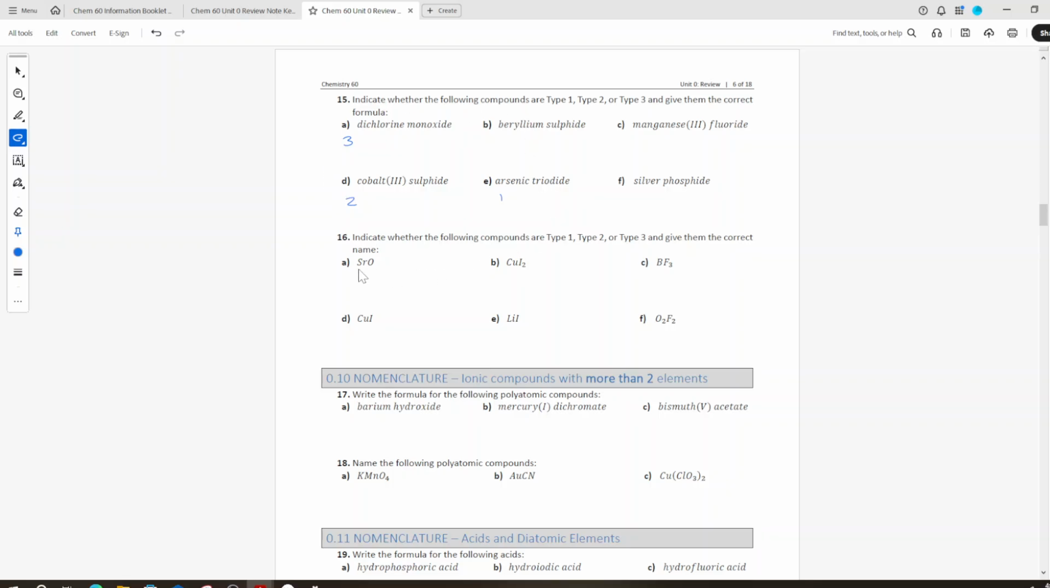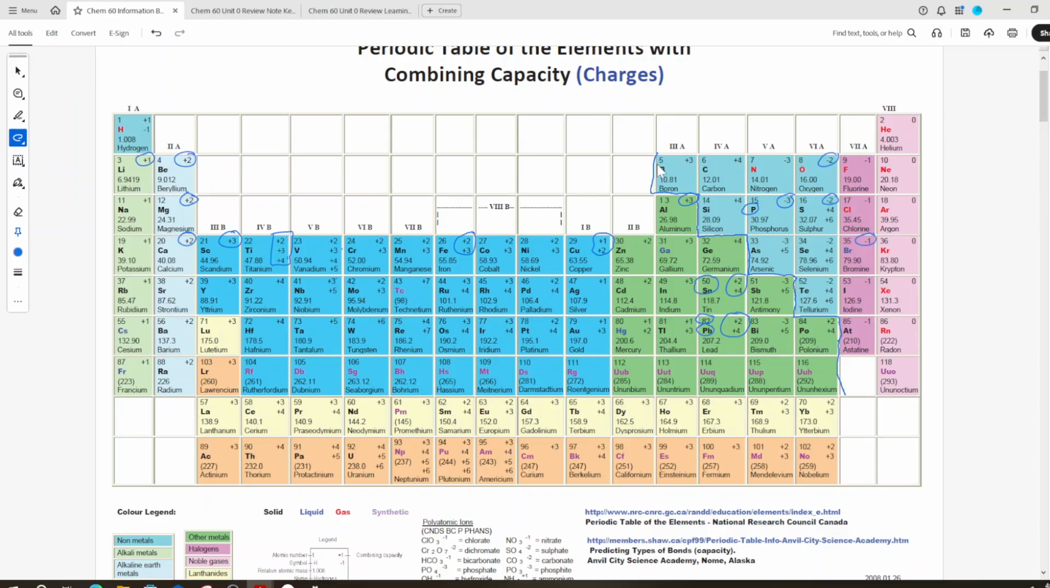When you're going from the formula, it's a little bit harder. When it's a type 3, you should recognize that it's two nonmetals together. So for example, I can see that oxygen and fluorine, right? That would be dioxide, difluoride. But all the other ones, sometimes I don't always recognize it's a nonmetal. So just go to your information booklet. If they both occur to the right of the step, you know it's a type 3.